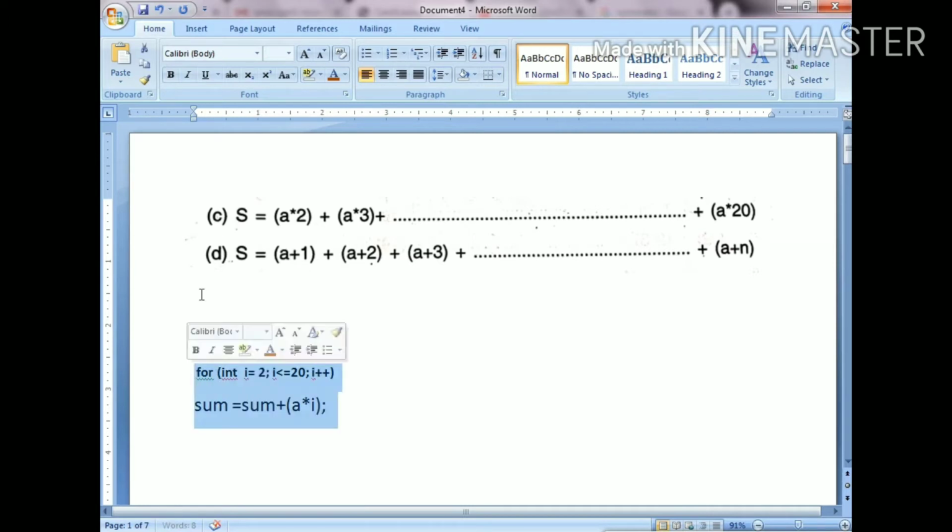Now what about question number D? In question number D, see the first point, that is 1 ending at N. So you have to ask the user to enter the value of A and enter the value of N. I will do question number D in my program. So I create a series 3.